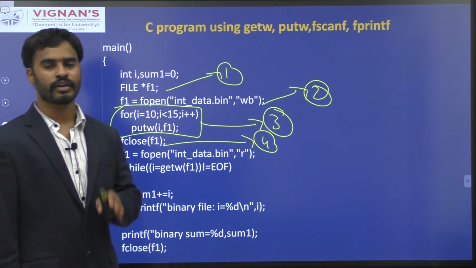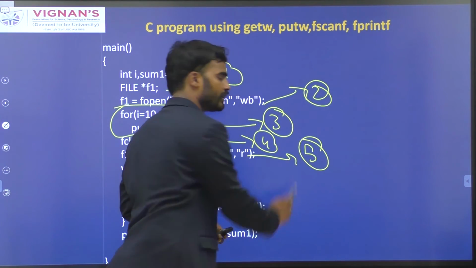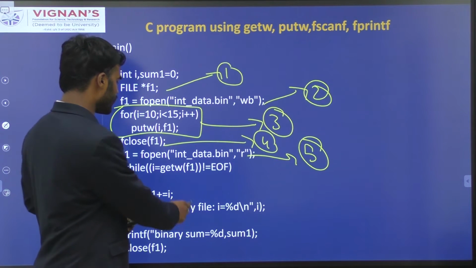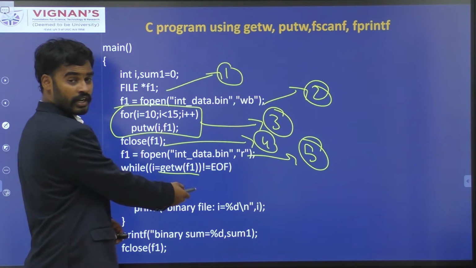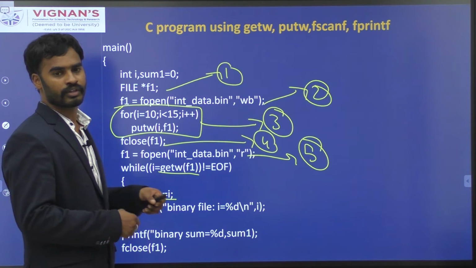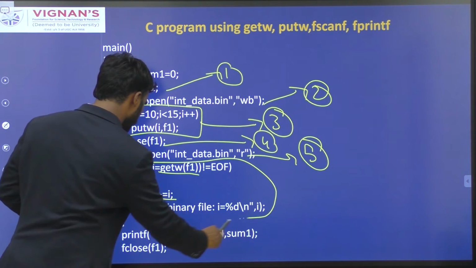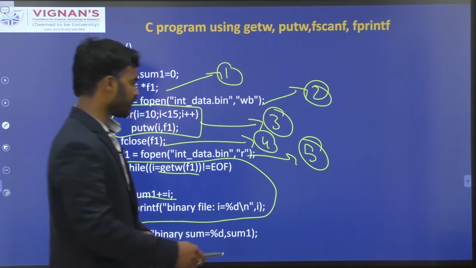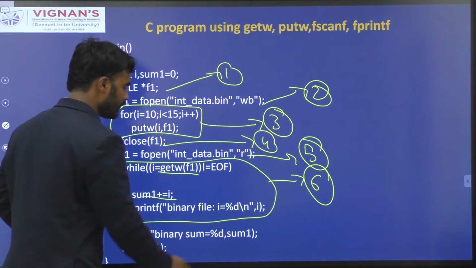For that, first you have to open a file, read one integer at a time and add it to the sum. It performs the sum of all the numbers in the given file, and this loop will terminate when you reach the end of the file. When you reach the end of the file, finally print the sum.